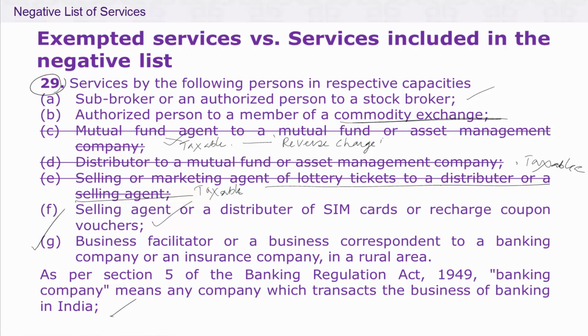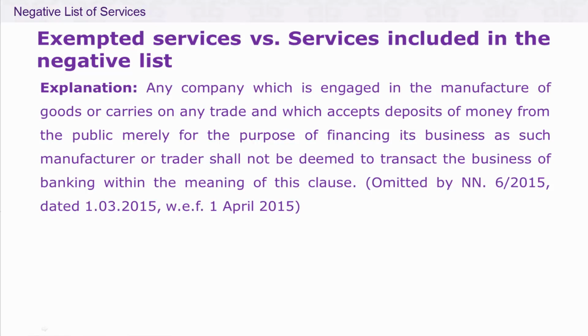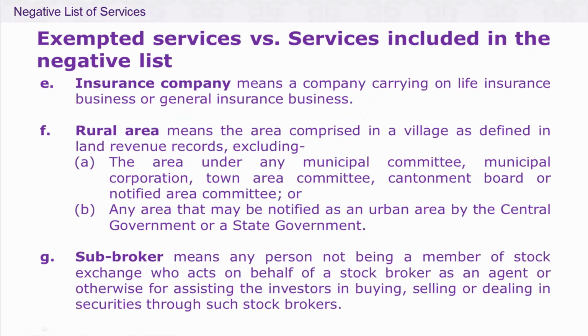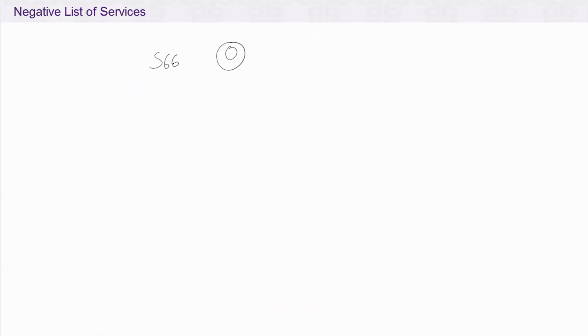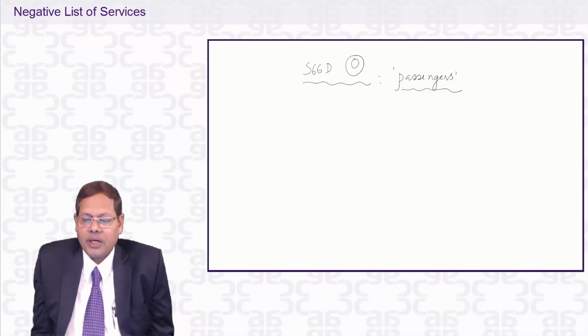Okay, so let's go back. What about other services? Let's take a page. Section 66D O. Start with passengers. It is not persons, it is passengers. Passengers means we are talking about commercial activity. So we are carrying passengers.